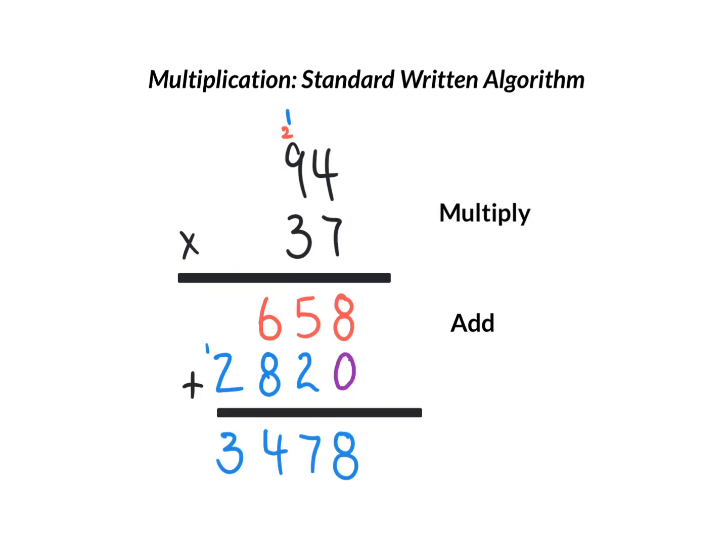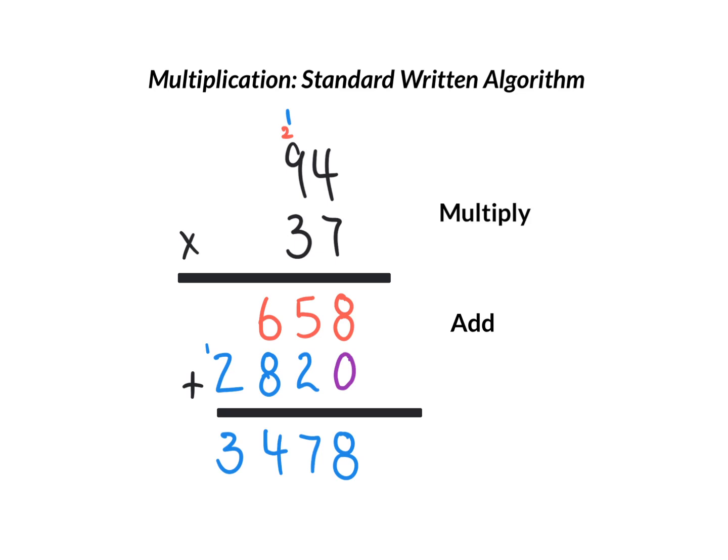We have one last example to show you. 94 times 37. So let's start again. Let's start in the ones column. 7 times 4 is 28. We place the 8 down into the ones column, and we place the 2 up into the tens column. 9 times 7 is 63. 63 plus 2 more is 65.